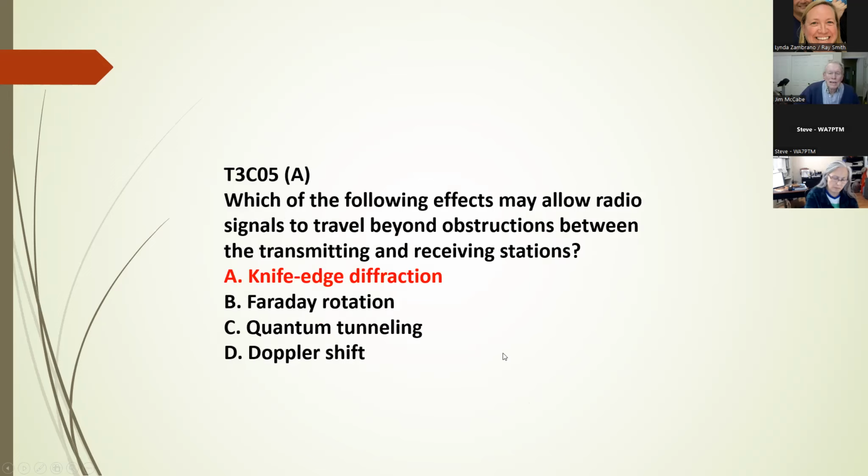We saw the little picture on knife edge diffraction. Which of the following effects may allow radio signals to travel beyond obstructions between the transmitting and receiving stations? Remember that little picture we showed you with the mountain in the middle and the signal being diffracted off the top edge of the mountain? That's knife edge diffraction. It'll be a lesser signal, but you can still receive the signal through knife edge diffraction on the other side of the hill.